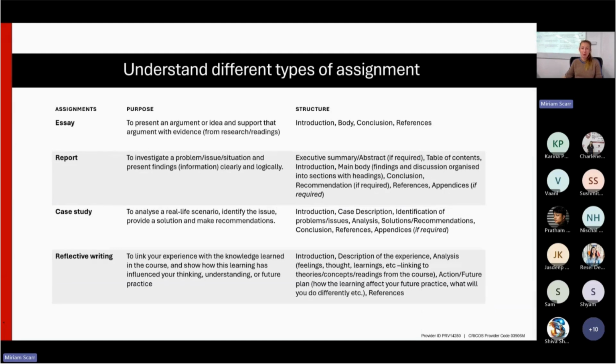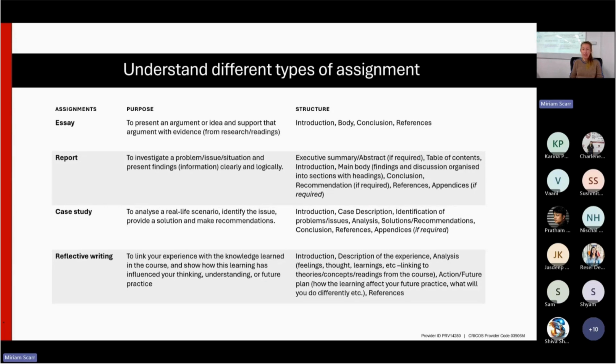I guess to start with, what we need to do is actually break down what it is that we're being asked to do. There are a range of different types of assignments that we're often requested to do. This isn't an exhaustive list, but it is a common bunch of types of assignments that are required, especially within social work. So the essay, for example, is something that we will always be writing in social work, at least once for every unit.